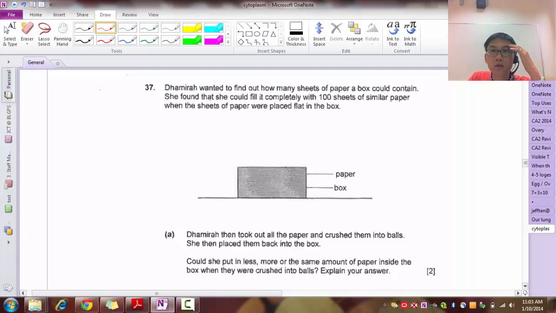Right, let's look at question 37. Damira wanted to find out how many sheets of paper a box could contain. She found that she could fill the box completely with 100 sheets of paper when the sheets were placed flat in the box.